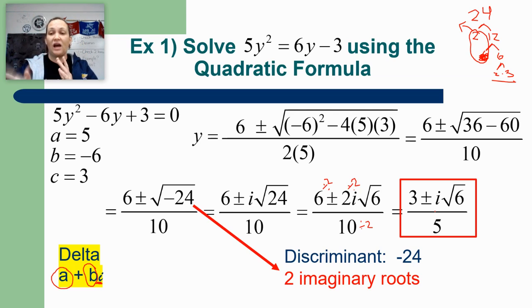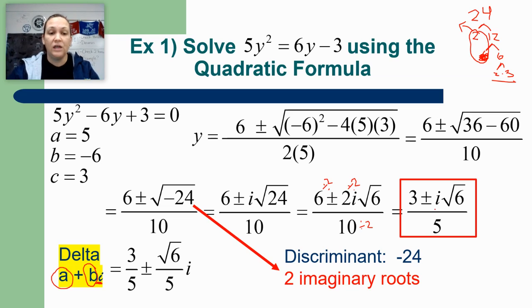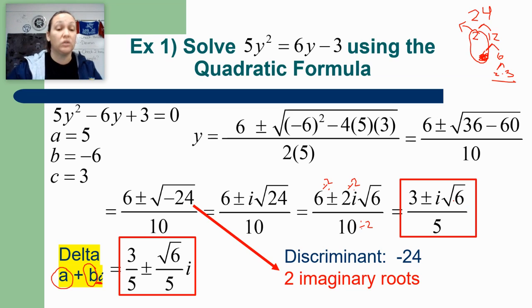And because it wants the i at the end, we're going to take the i and put it after the second fraction. Don't put it as part of the second fraction, put it completely after. So when you're typing this into Delta Math, it should look like this. This is an appropriate answer for Delta Math.